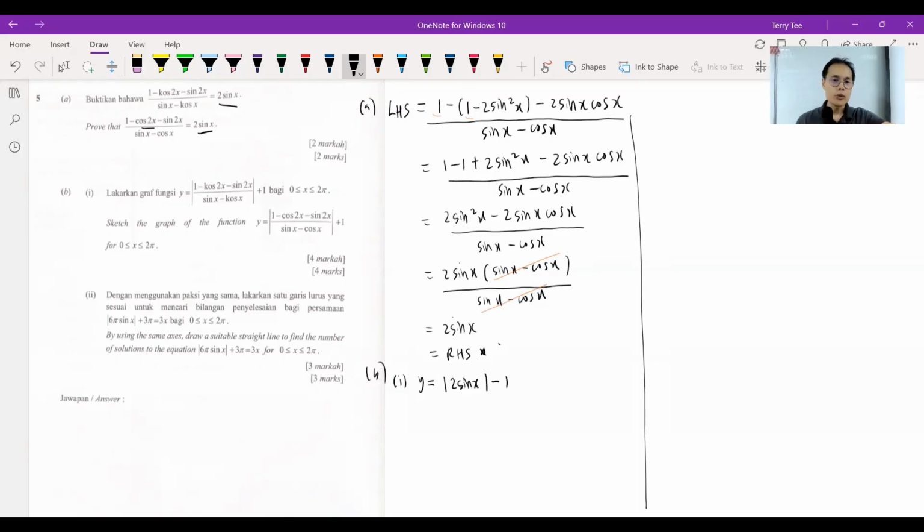Okay, we know that basic sine graph. It goes up, down, down, up. And if you have a 2 in front, the amplitude is 2. This is y equals 2 sine x from 0 to 2 pi. Now, this is before you modulus. The moment you modulus, what happens is that this graph is now reflected up. So it goes 1.